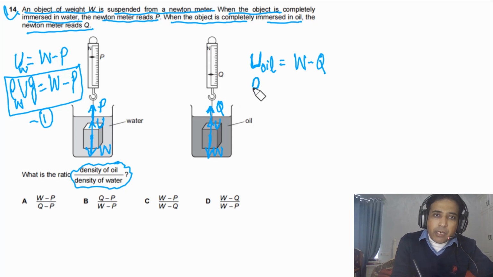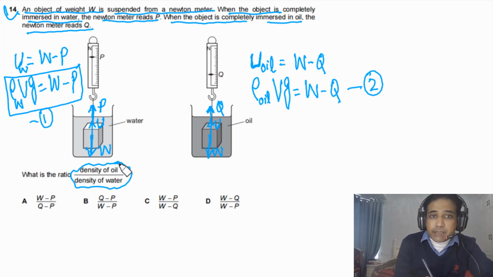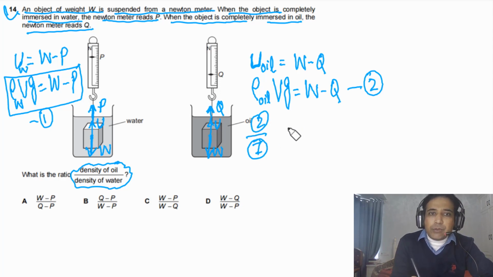We can also write down upthrust in terms of density, volume and g. So we have density of oil times V times g. This is equal to W minus Q. We can say this is the second equation. For this question we have to find the ratio between the density of oil and the density of water. So simply we can divide 2 by 1. So here, this is 2, so we have density of oil times V times g, which is equal to W minus Q.